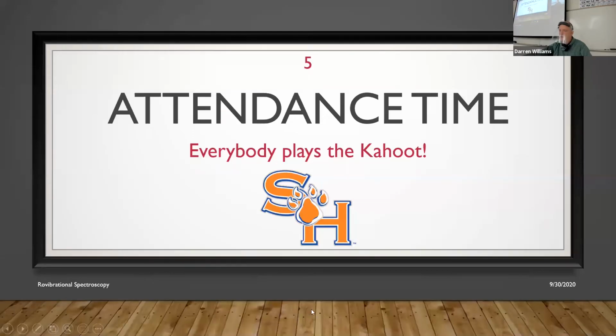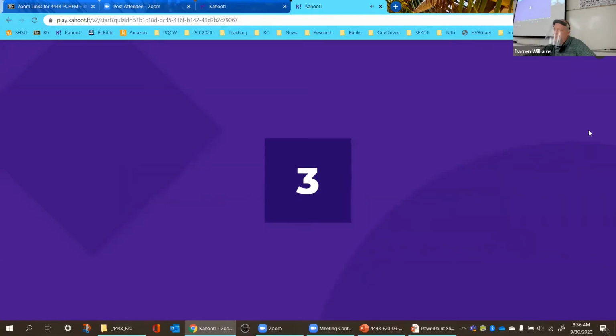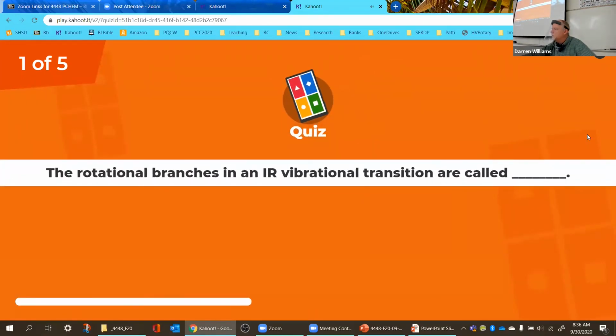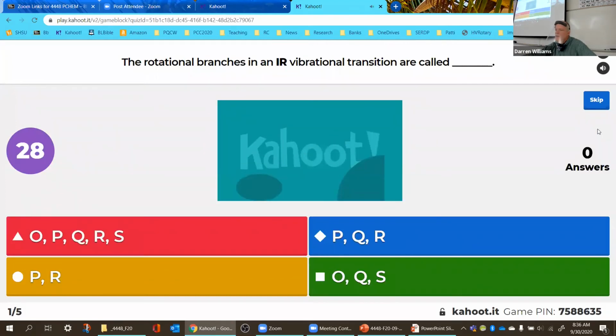So let's take a Kahoot. Okay, so the rotational branches in IR vibrational transition are called. I'm not trying to trick you by calling it vibration. This is rovibrational. So the rotational branches in the IR.